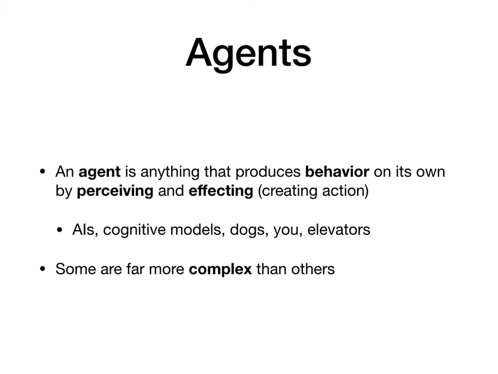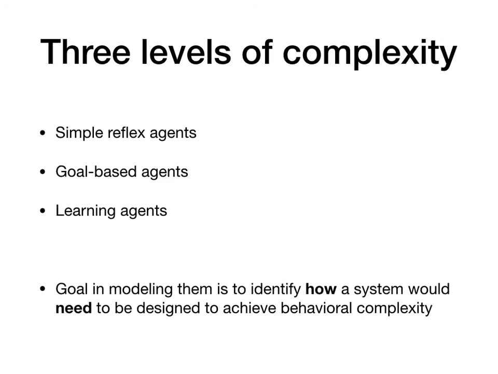And obviously, these all fall on a continuum of complexity. So let's talk about three different levels of complexity. Now, it's very much a continuous scale, right? The more complex something is, the more complex the agent. But we'll talk about a few different architectures of some agents: simple reflex agents, goal-based agents, and learning-based agents. The idea for modeling all of these and sketching out their architecture is to identify how a system would need to be designed to achieve the level of complexity that we're talking about.